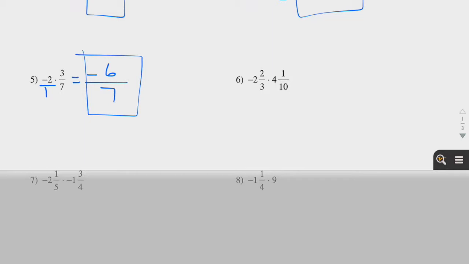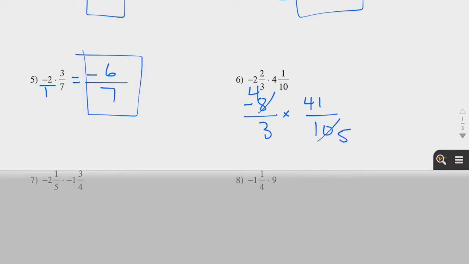Number 6. -2 2/3 times 4 1/10. So what we want to do is actually write these as improper fractions. So we do 3 times 2 is 6, plus 2 is 8, and it's -8/3. Okay, 4 1/10 can be rewritten as 10 times 4 is 40, plus 1 gives us 41 over 10. Now we see the 8 and the 10 can reduce by a factor of 2. 2 goes into 8 4 times, 2 goes into 10 5 times.